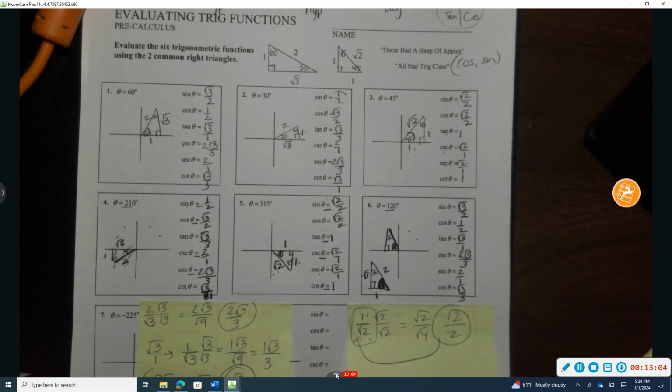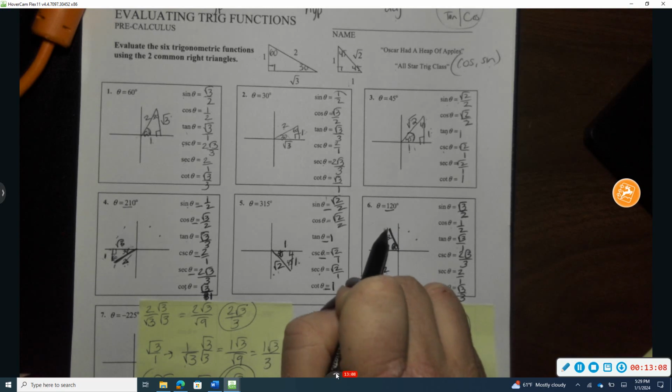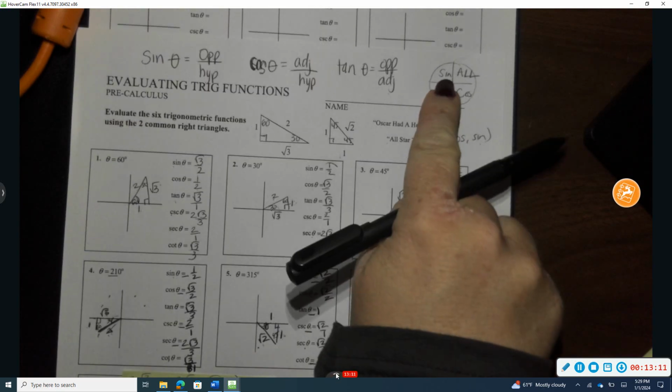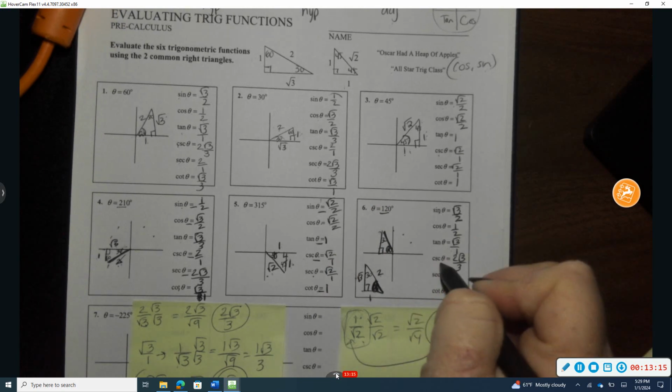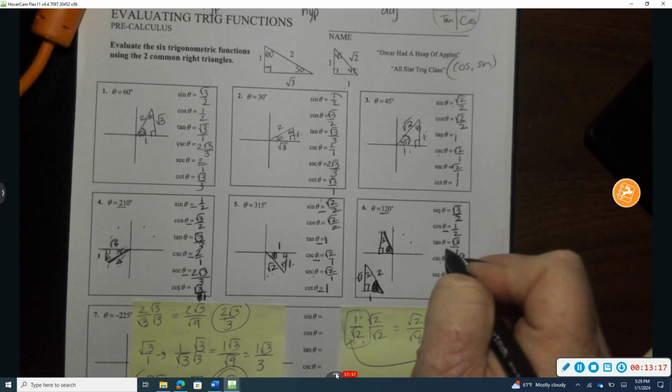Now, most students forget this part. They forget as they're rushing through this to go, this lands in quadrant 2, and in quadrant 2, only the sine and its reciprocal are positive. So sine's positive and the reciprocal. Everything else gets 1 negative.